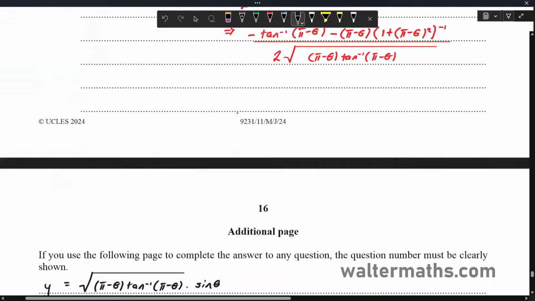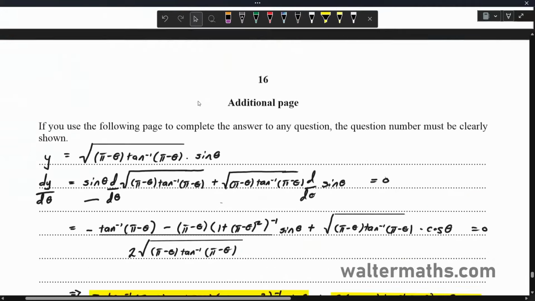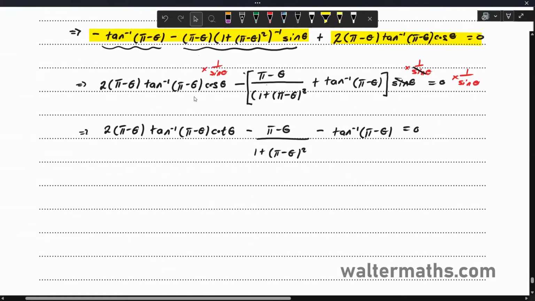And what we have now, Amira, is the exact thing they have here. I'd want you to check to see if that's right. Yes, it's the same. Okay. So that's what they wanted us to show. So I'll say here, shown.